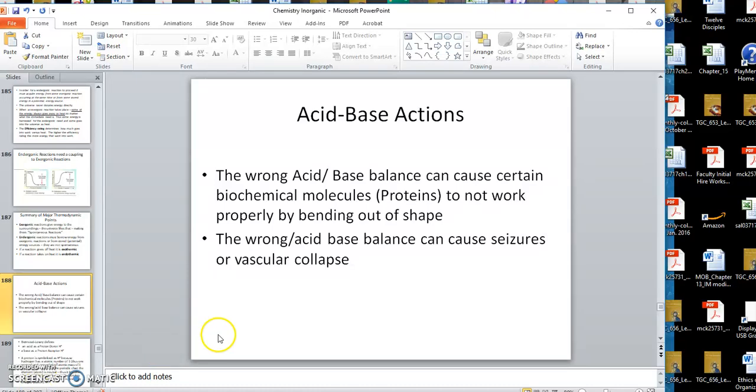Okay, now we're going to talk a little bit about acid-base actions. You remember we chatted about homeostasis. One of the things homeostasis needs to maintain is a normal acid-base balance, a normal pH in the body. One of the major things that an abnormal pH can cause is to make proteins, which we'll be talking about later, not work by bending out of shape. And proteins have a whole plethora of functions. On a clinical basis, the wrong acid-base balance can cause seizure, vascular collapse, and other problems also.